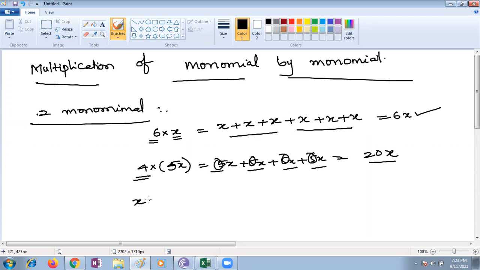Next thing. Suppose we take x into 3y. This is one monomial, another monomial. I want to multiply. That means x, how am I supposed to multiply here? 3xy. Very good. x into 3 into y. So it's nothing but 3xy. Very good. Next, 5x into 3y.